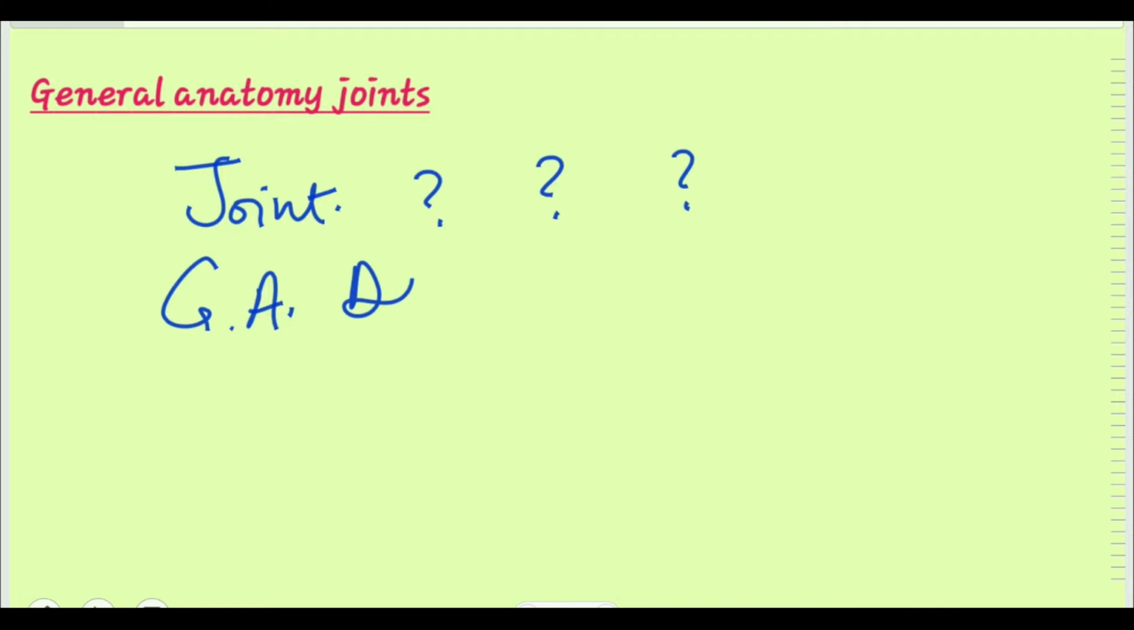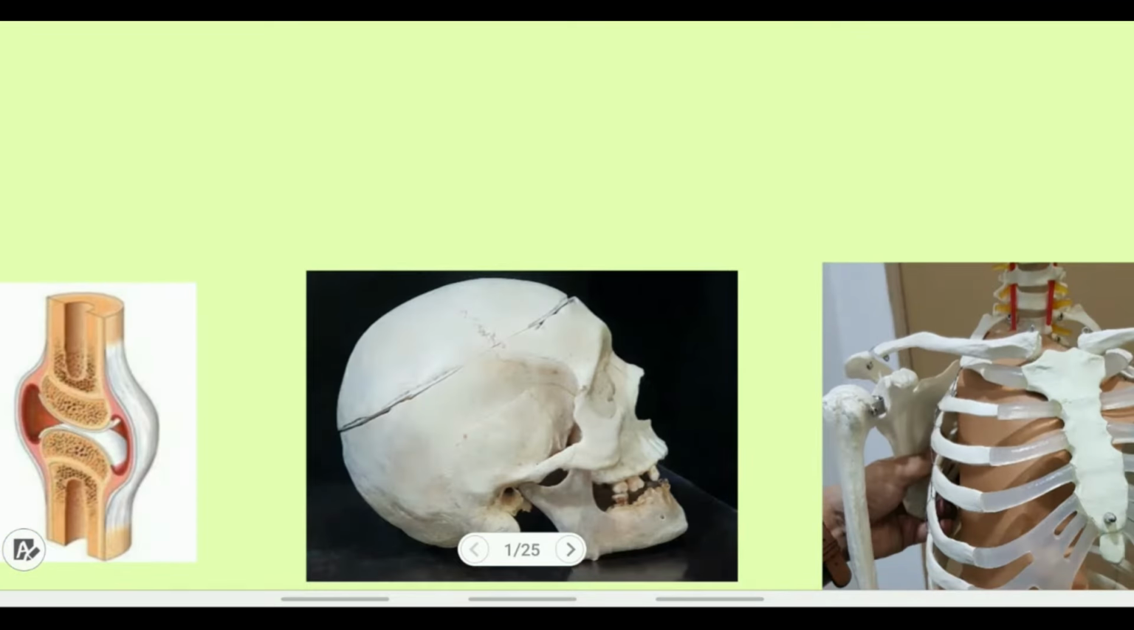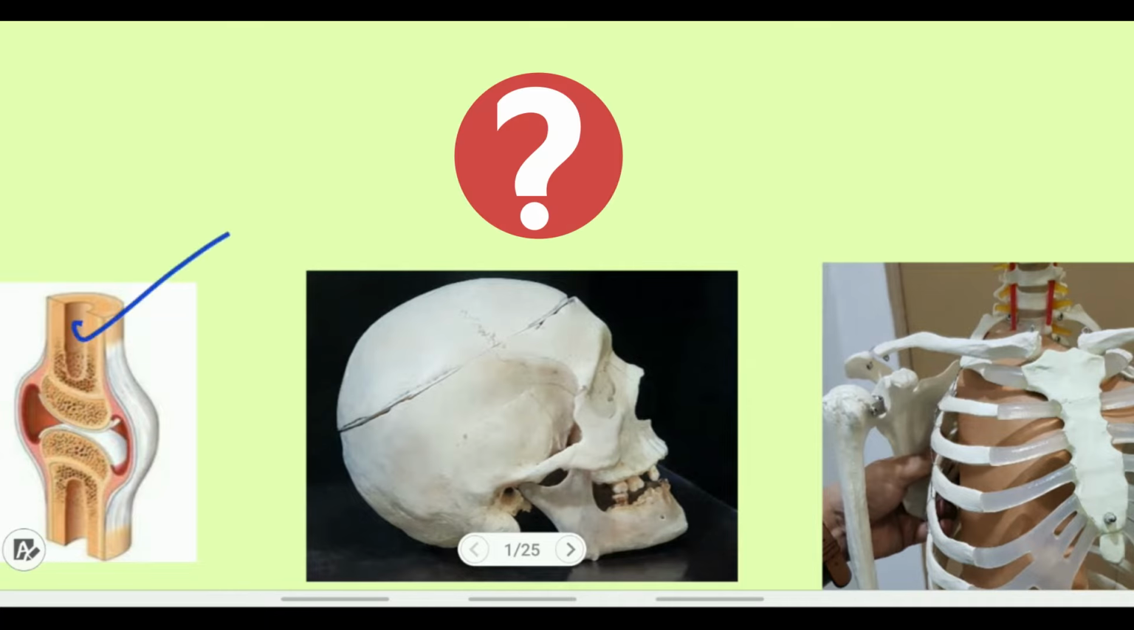Now, what is the definition of a joint? What can be a joint? Who will define the joint? The answer is general anatomy will define the joint, and with this definition we will recognize the joints in the body. Look at these three pictures. What do you think about these pictures? Is it a joint? Is there a joint in the skull? And where is the joint in this skeleton?